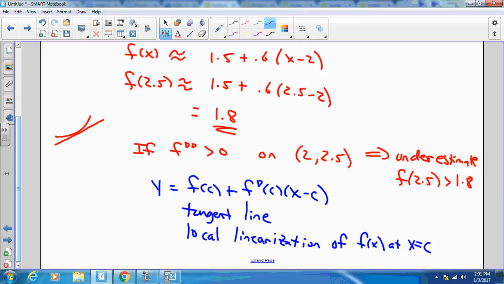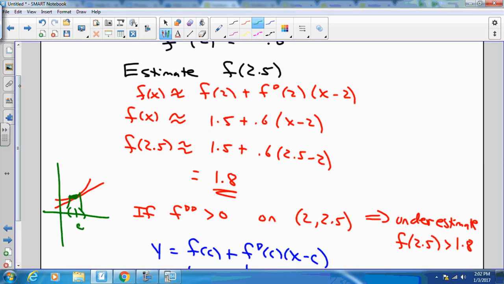Let's unpack those words and see what they mean. Local linearization. First of all, linearization means to turn into a straight line. In other words, for x's close to c, our point of tangency, I am going to pretend that f of x is a straight line, even though it's not. I'm going to linearize f of x. The only thing that's required is that f has to have a derivative at x equals c. But it is also local because it is only valid in a neighborhood close to c.